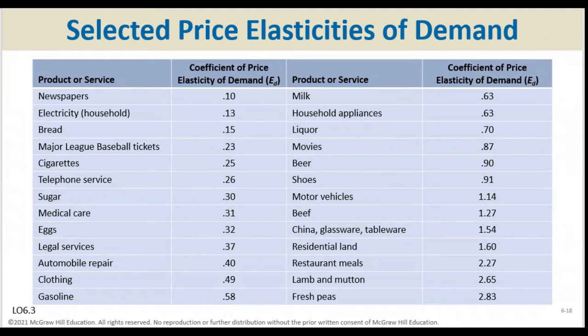So use the determinants of demand to discuss why Major League Baseball tickets are not only inelastic, but also more inelastic than gasoline, for instance.